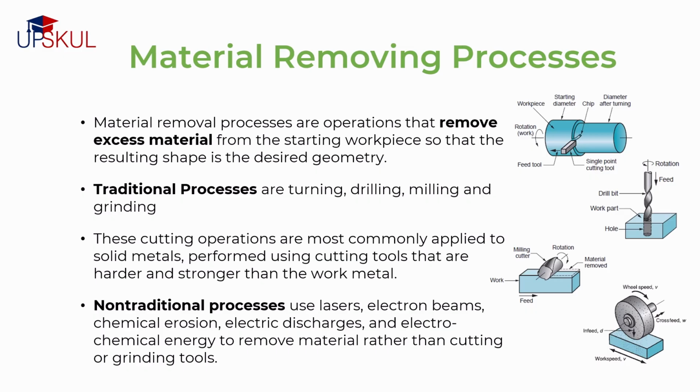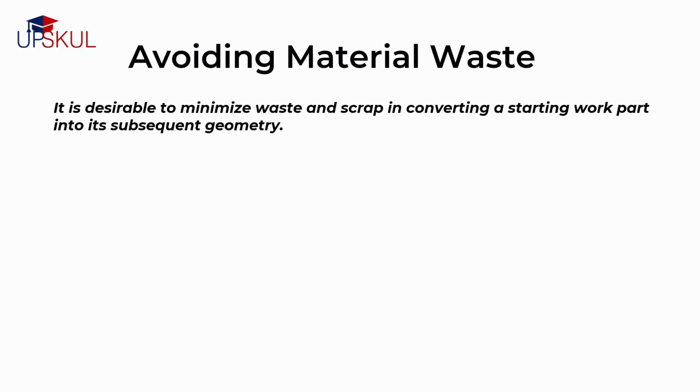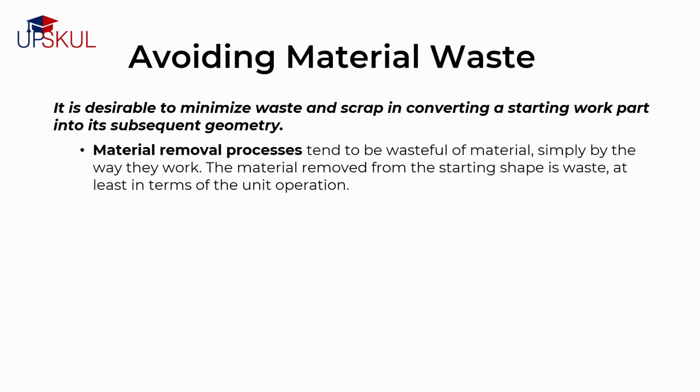We will also learn about these processes further in our course. It is desirable to minimize waste and scrap in converting a starting work part into its subsequent geometry. Certain shaping processes are more efficient than others in terms of material conservation. Material removal processes tend to be wasteful of material simply by the way they work. The material removed from the starting shape is waste, at least in terms of the unit operation.